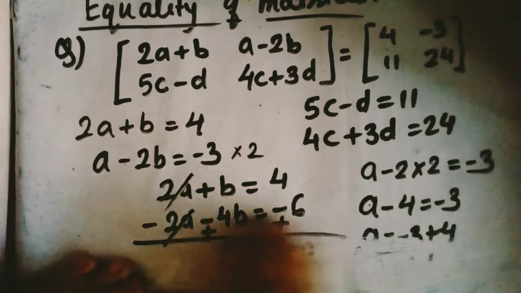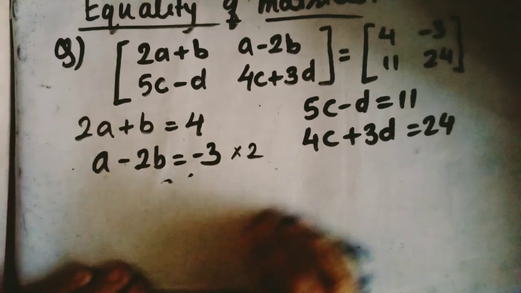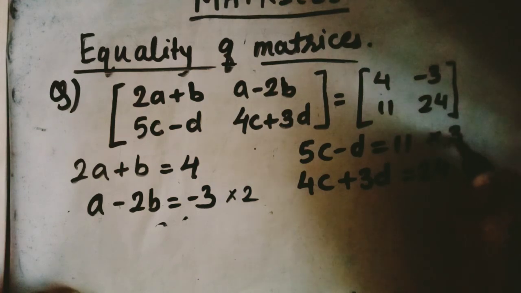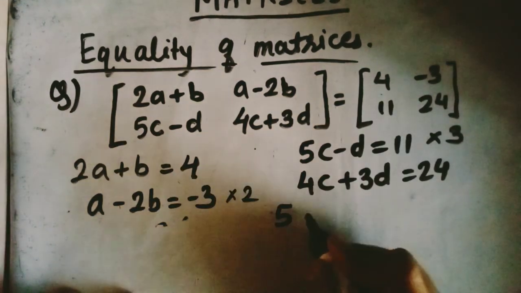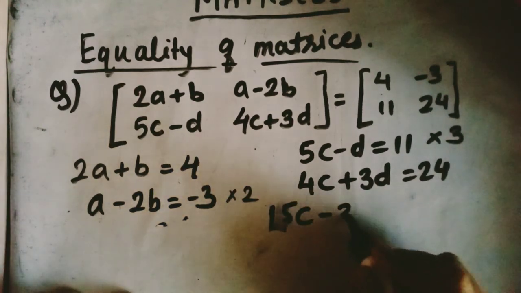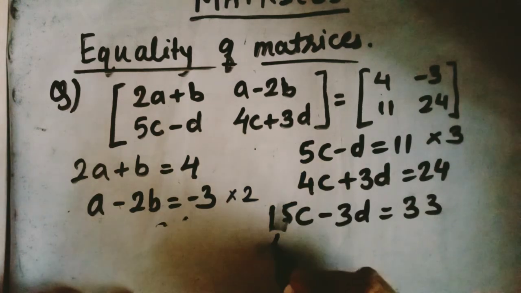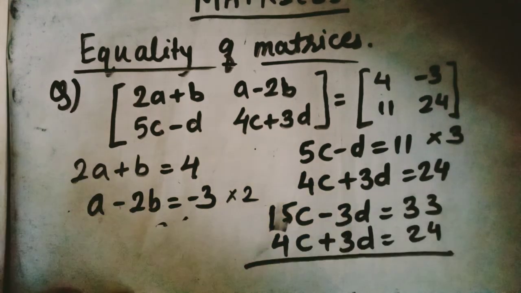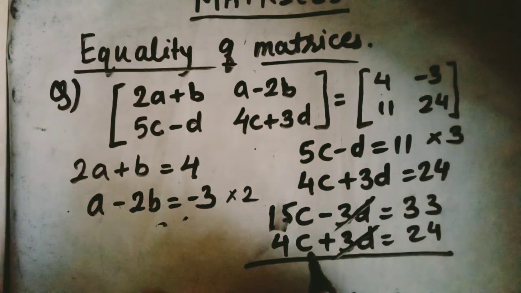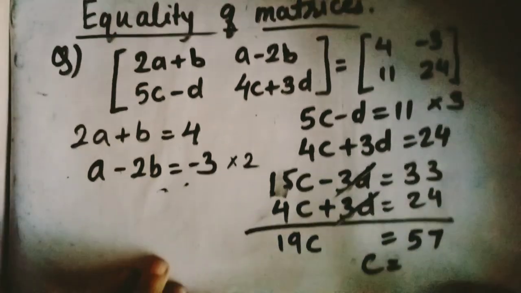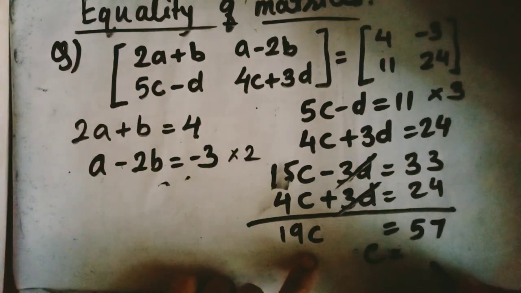Now let's solve the other two equations. Here I'll multiply by 3. So 5c becomes 15c minus 3d equal to 33, and 4c plus 3d equal to 24. So you'll get 19c equal to 57. So c is 57 by 19.